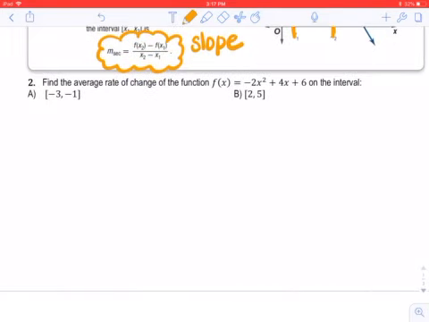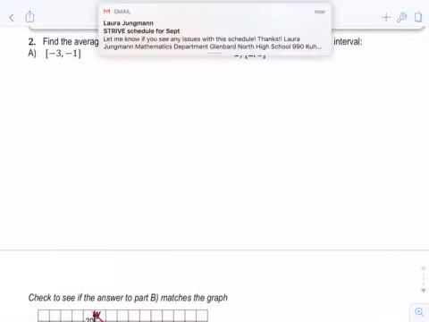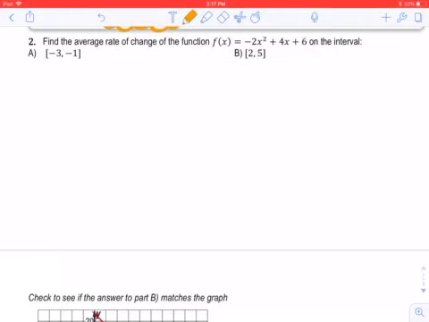So what we did in class here is we did these two problems. I started off by doing A with the class, and then everyone did B on their own. So I'll do the same thing here with you so that you can see how it works. First off, I said, notice that this function right here, f of x equals negative 2x squared plus 4x plus 6, is a downward facing parabola.